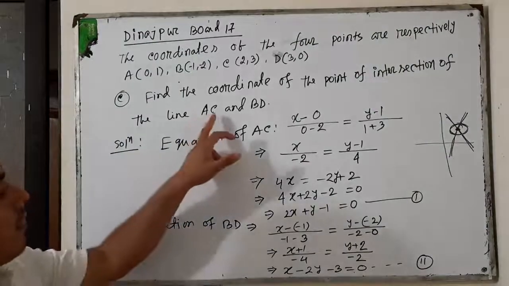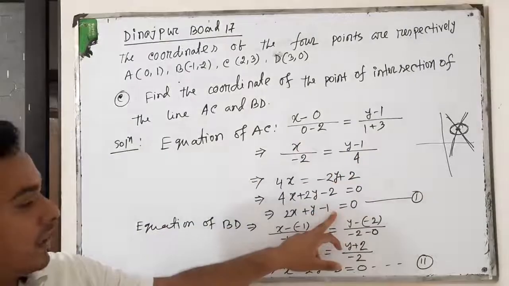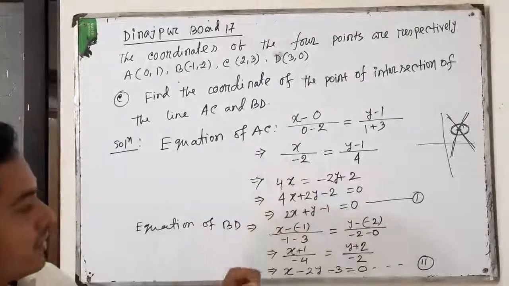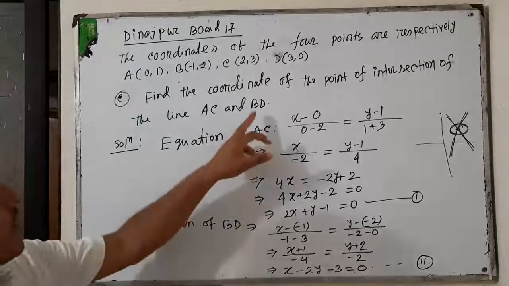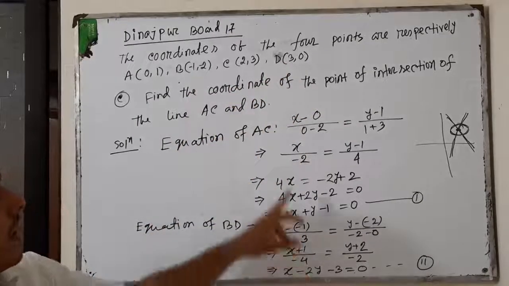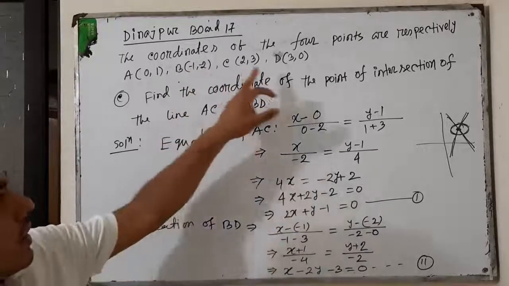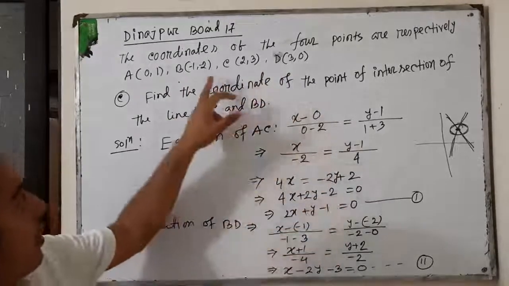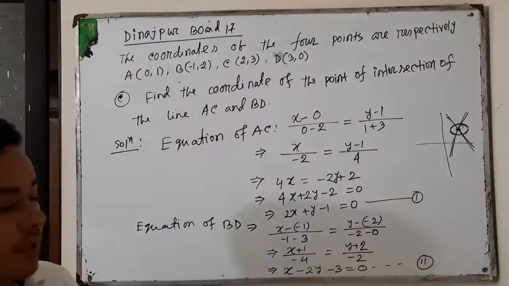If two points are known, then finding the equation of the straight line is a simple calculation. I think that it is easy for all students. No need to discuss: 2x plus y minus 1 is equal to 0. And the equation of BD: two points are given, then the equation of the straight line is (x minus x1) over (x1 minus x2) equals (y minus y1) over (y1 minus y2). Okay, this is the equation of the straight line.